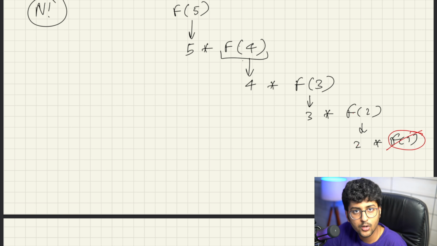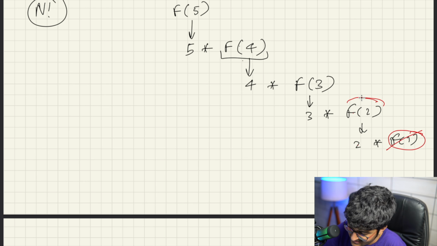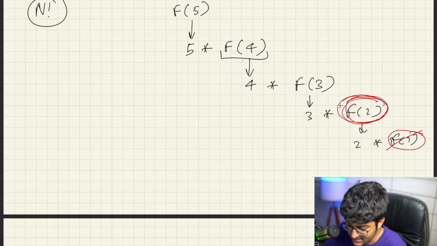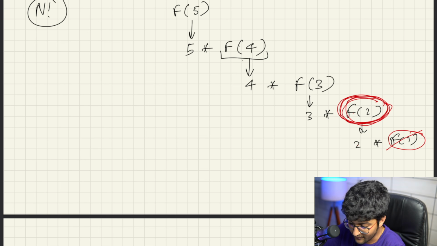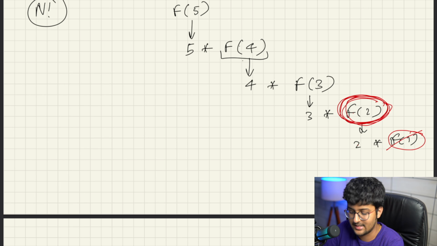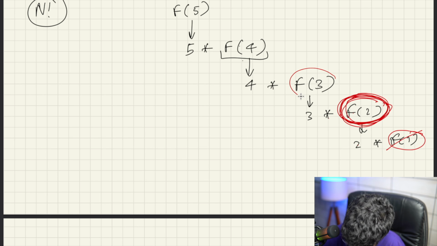2 into 1 will be equal to 2. So this entire thing now will be equal to 2. This actually will return 2. It will literally return 2, not print or anything. This entire value will be 2. It will be stored somewhere. And here it will be like, okay, now this is 2. 3 into 2 is 6. Now this value will be 6.